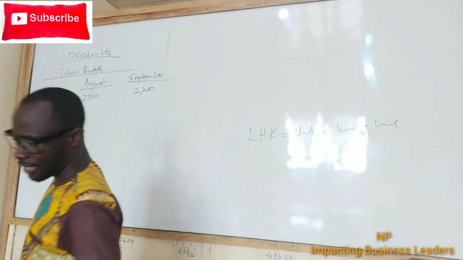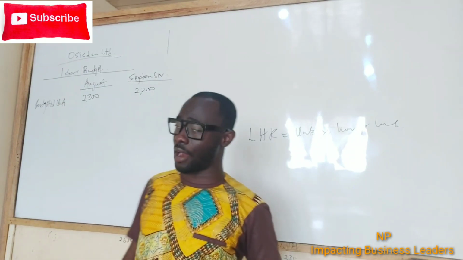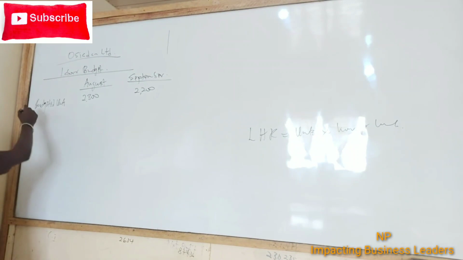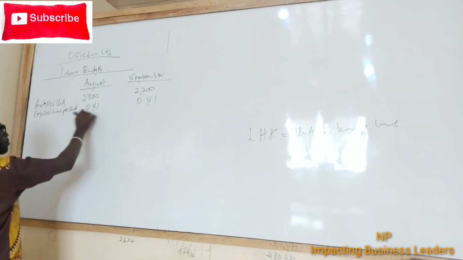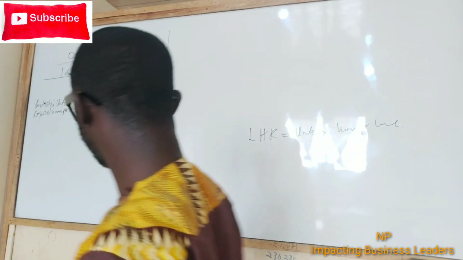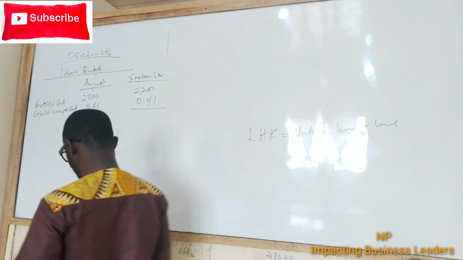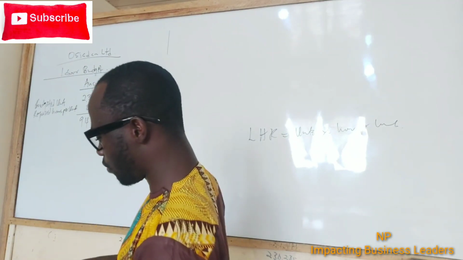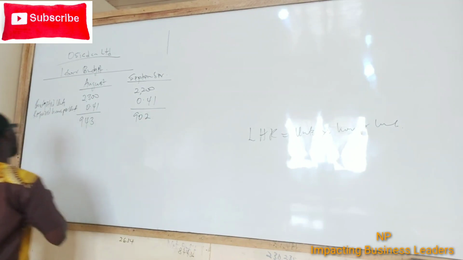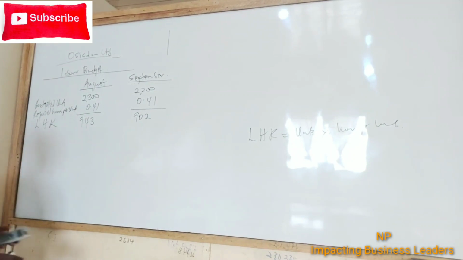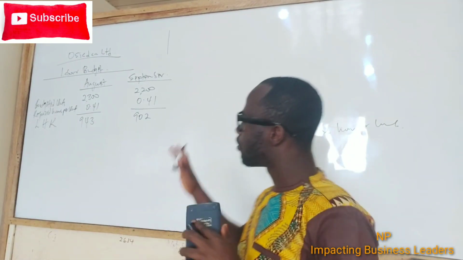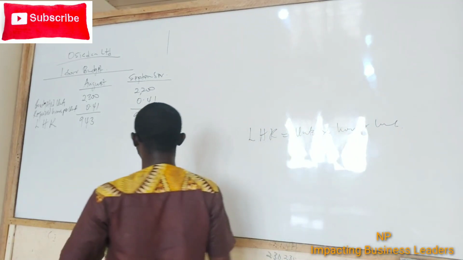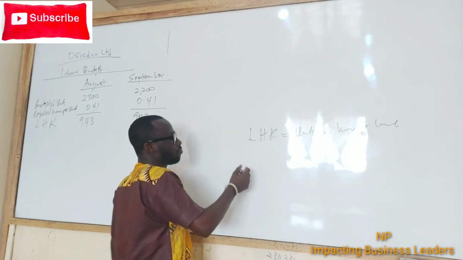Then let's go back to the question. The examiner said each unit of output requires 0.4 direct labor hours. So required hours per unit: 0.41, 0.41. So let's see how it goes. 2,300 by 0.41, that's 943 here. 2,200 gives 902. So this is the labor hours required, LHR.